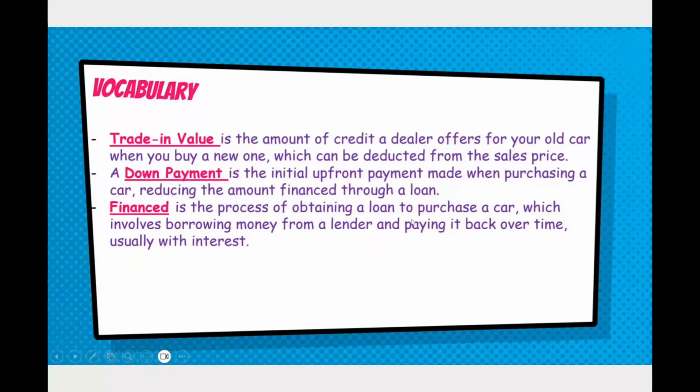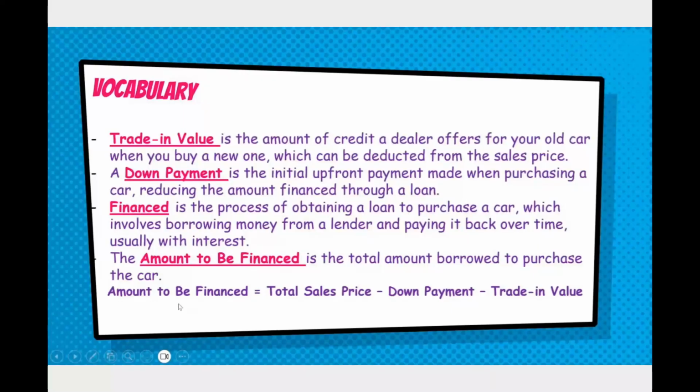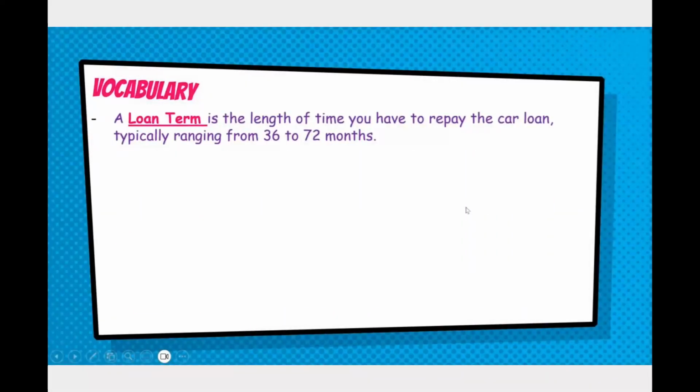So finance is the process of obtaining a loan to purchase a car, which involves borrowing money from a lender and paying it back over time, usually with interest. The amount to be financed is the total amount borrowed to purchase the car, which can be calculated by taking the total sales price minus the down payment minus the trade-in value. So there's a lot of small little calculations here. It's relatively easy if you write this down and just go step by step.